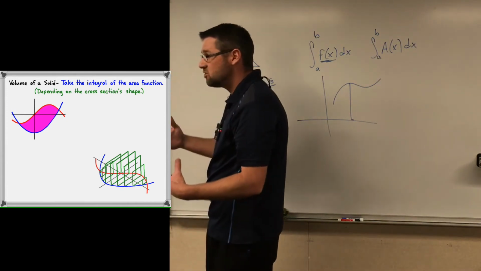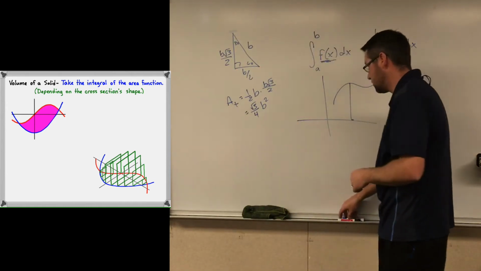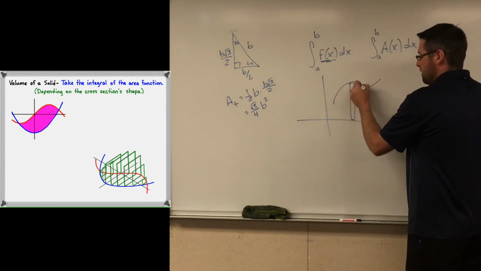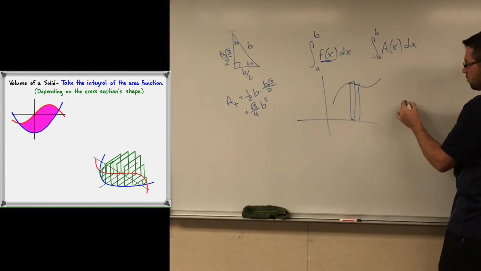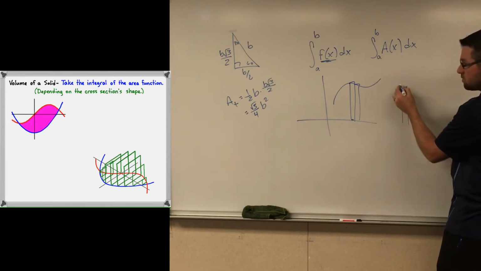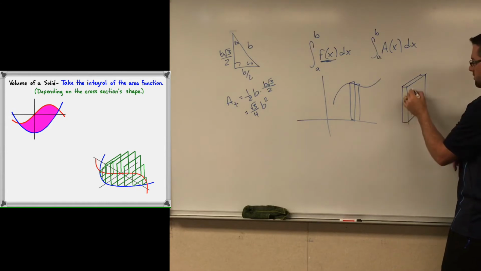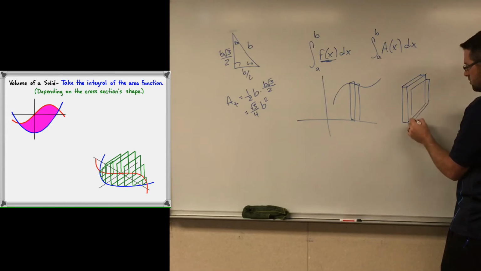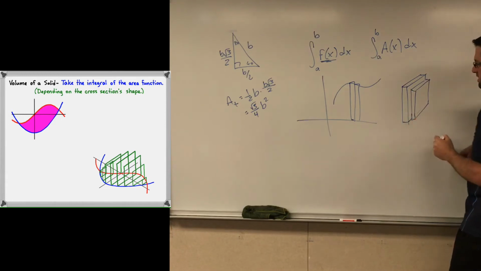So what we're doing essentially is we're slicing this instead of into an infinite set of rectangles like this, right? We're slicing it like this. Does that make sense?